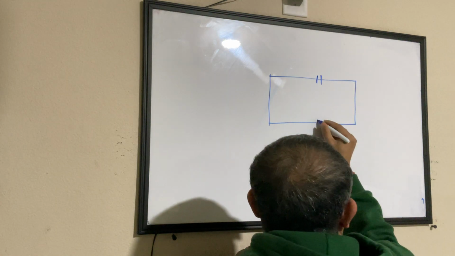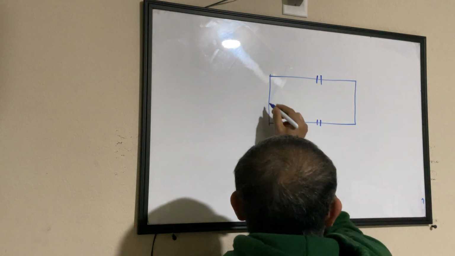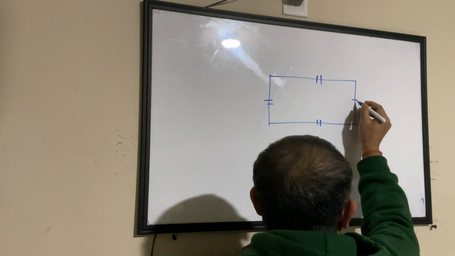Okay. Now let me go to Nihan. What is this shape? A rectangle. What are the properties of a rectangle? The opposite sides are the same. The base and the upper base are the same, and the other two sides are the same.